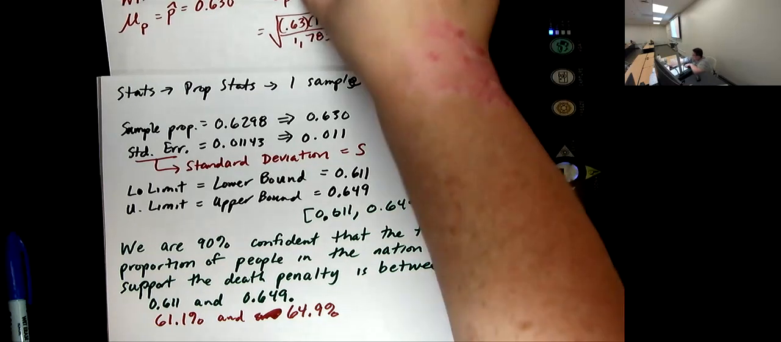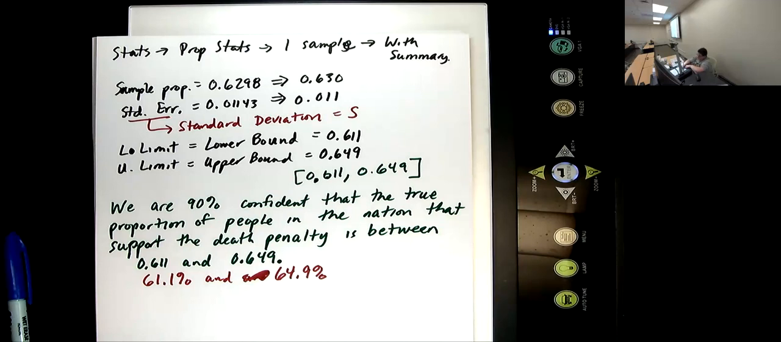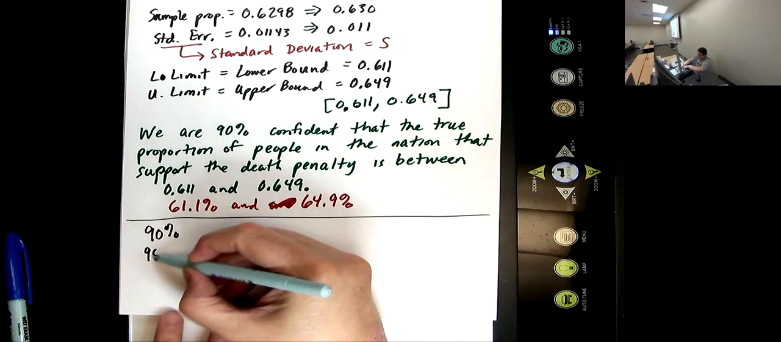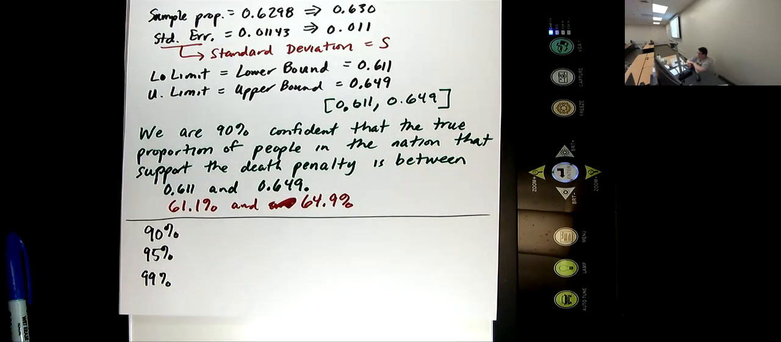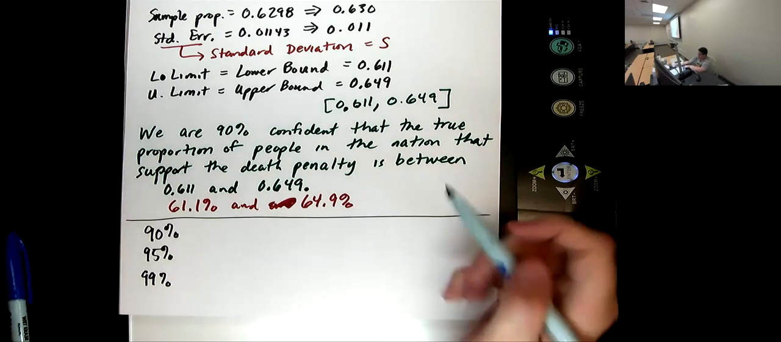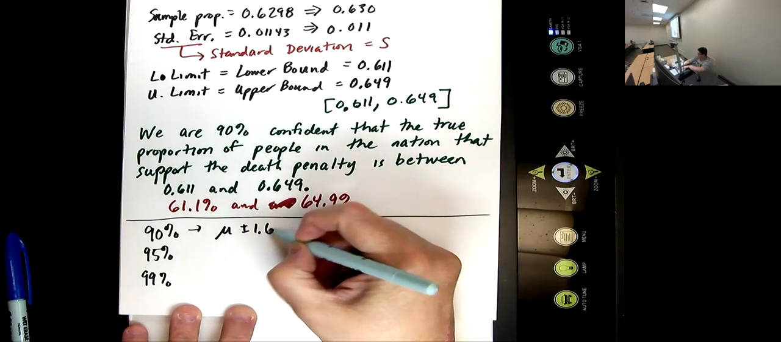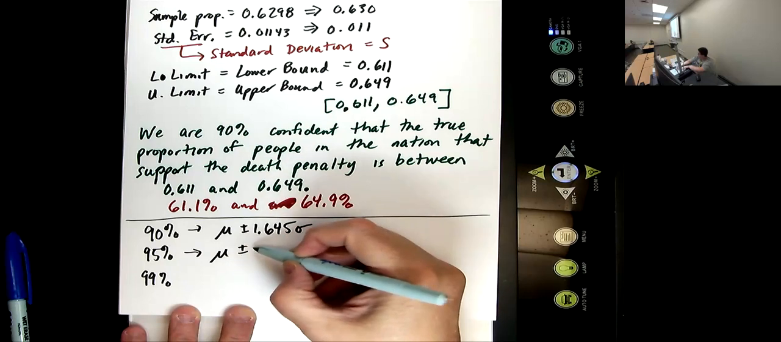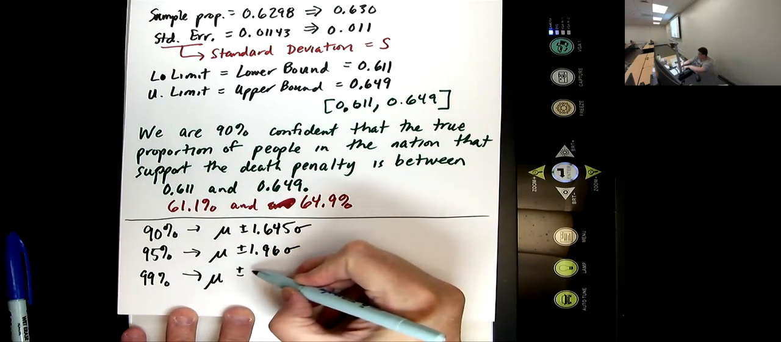Let's see if this matches up with some of the math we've talked about. The three most common percentages for confidence intervals are 90%, 95%, and 99%. We tend to not go lower than 90%. No one wants less than 90%, which means more than a 10% chance of being wrong. 90% is the mean plus or minus 1.645 sigma. 95% is the mean plus or minus 1.96 sigma. And 99% is the mean plus or minus 2.575 sigma.